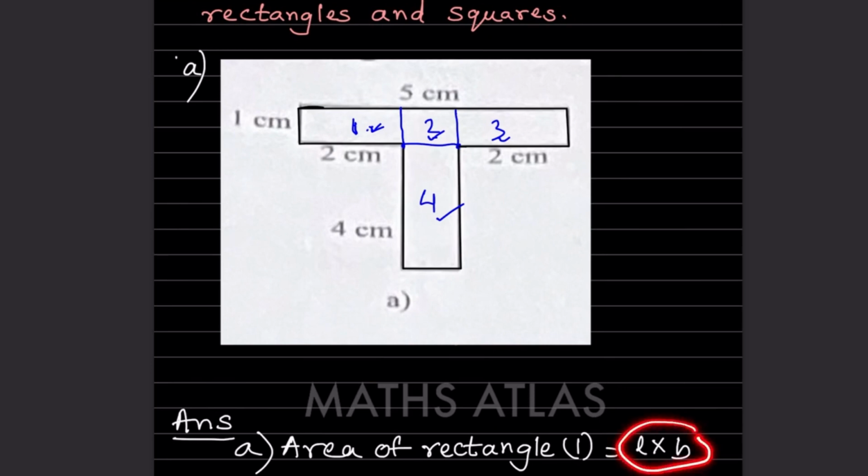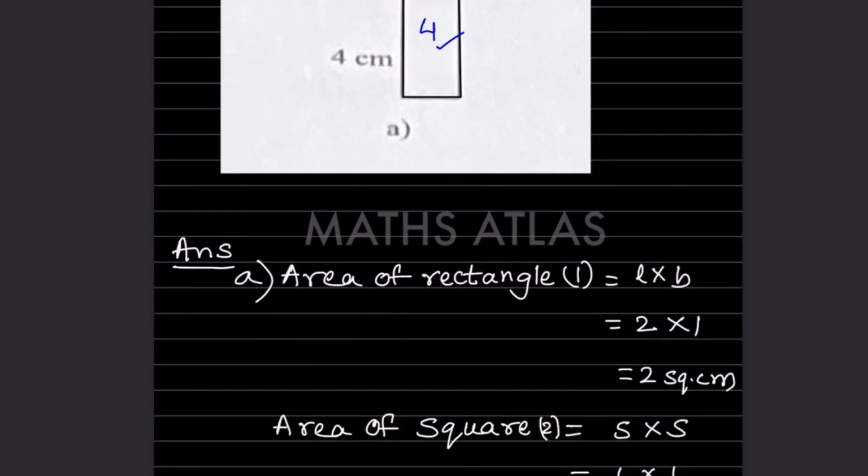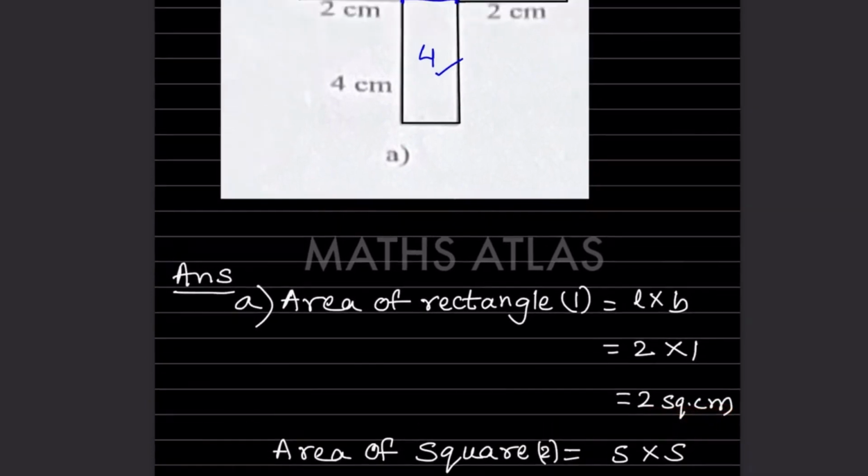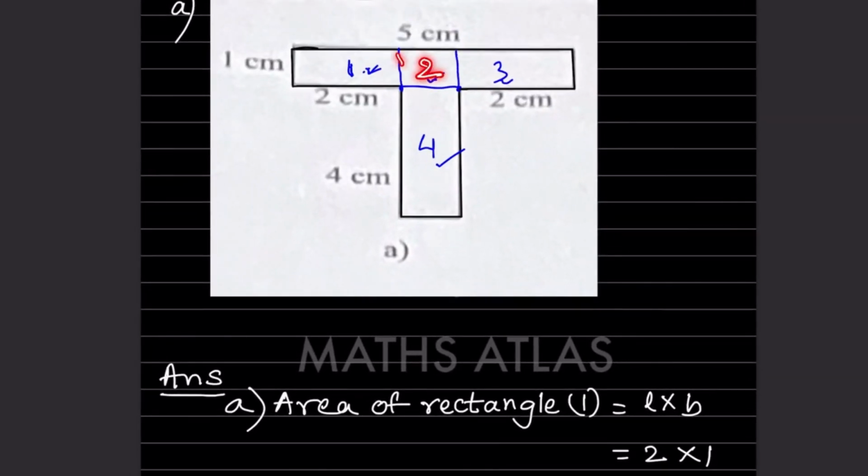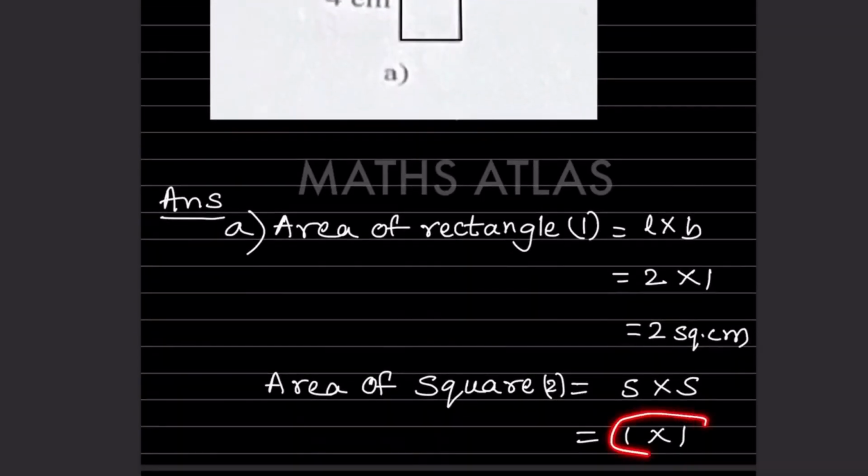That is length into breadth. The length is 2 and the breadth is 1. So what do you get here? 2 square centimeter. Then this is 2, but what is this? This is a square. The dimensions are not given directly, but this side is 2 and this side is also 2, so this part is going to be 1. This is 1, so this also should be 1. Because it is a square, that will be 1 into 1, and that is 1 square centimeter.